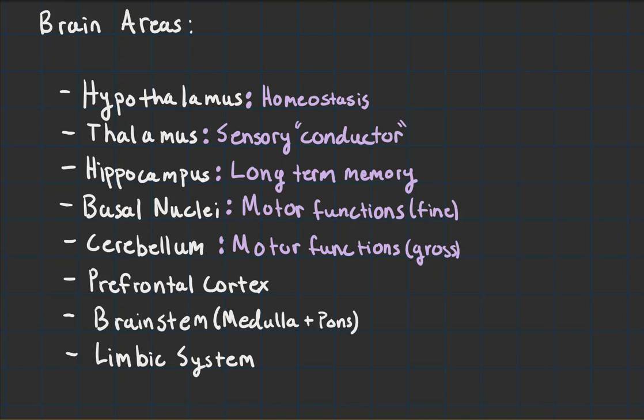Things like your posture, your gait, your balance, whereas the basal nuclei tends to kind of smooth out more fine motor functions, kind of more dexterous things that you may think about using like your fingers, stuff like that, or your hands, whereas the cerebellum is more kind of full body motor functions. Okay, prefrontal cortex is for high level reasoning.